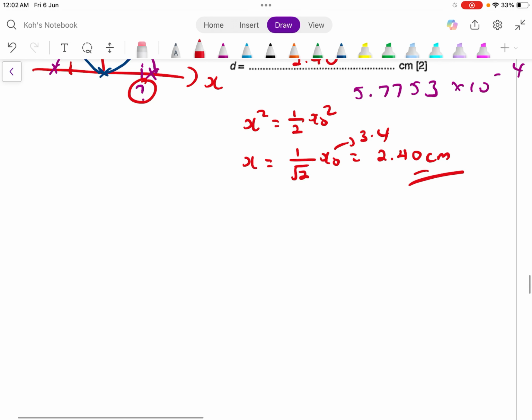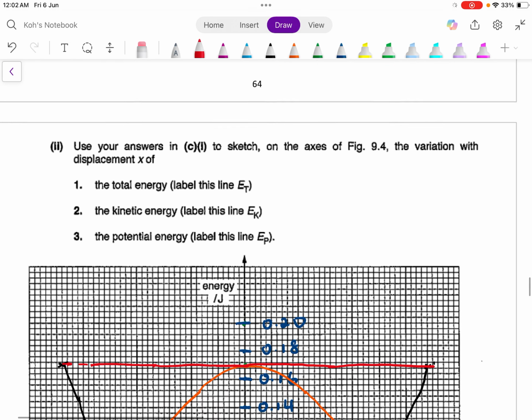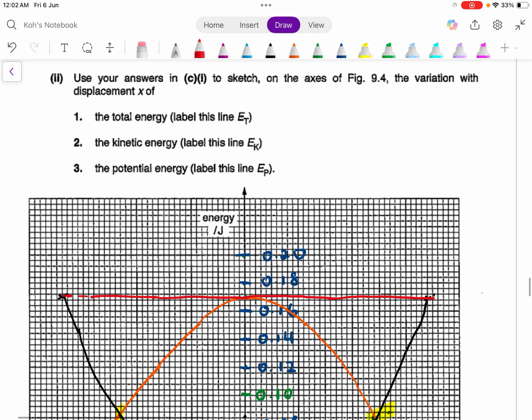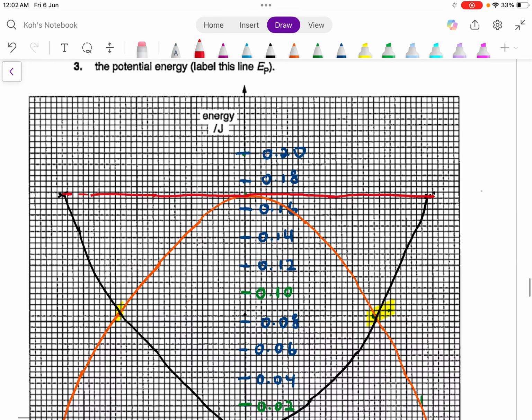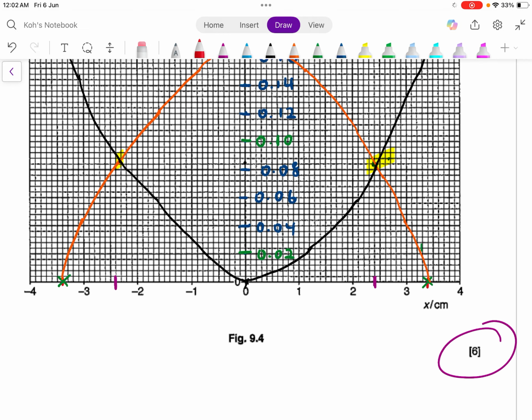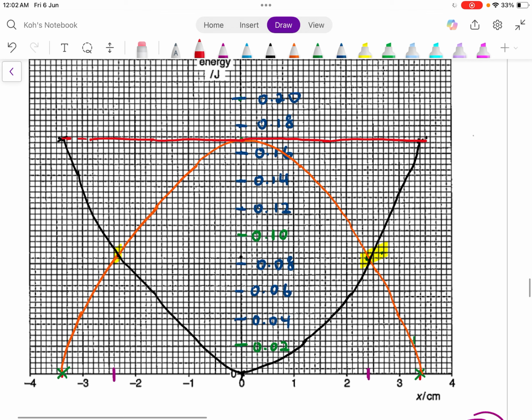Okay, let's move on to the very last part. The last part is sketching of the graph. We are asked to sketch the total energy, the kinetic energy, and the potential energy. How do I do that? You look at the number of marks, it is 6 marks, so it cannot be so easy. Of course, the general shape I think you all know. The orange graph is your kinetic energy, the red graph is your total energy, and the black graph is your potential energy. These are something like your horizontal SHM.